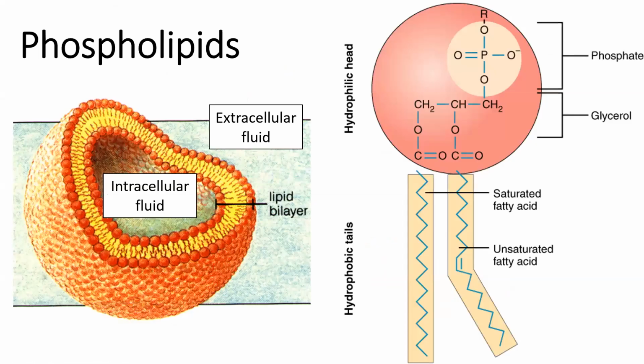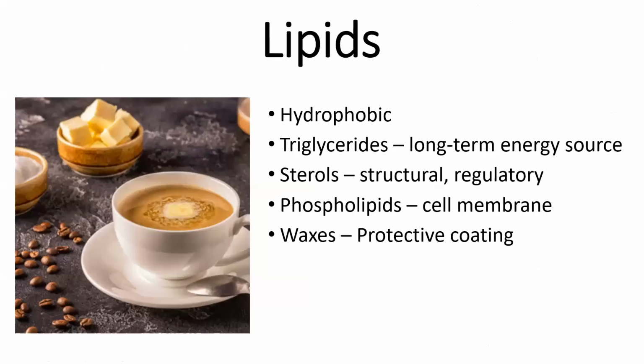The last group of lipids that we're going to talk about are the phospholipids. And the phospholipid are responsible for the creation of the phospholipid bilayer, which I talked about earlier when we talked about water. Okay, remember it has a phosphate group, which is polar, a fatty acid group, which is non-polar. So you have a hydrophilic head and you have a hydrophobic tail. Very, very important.